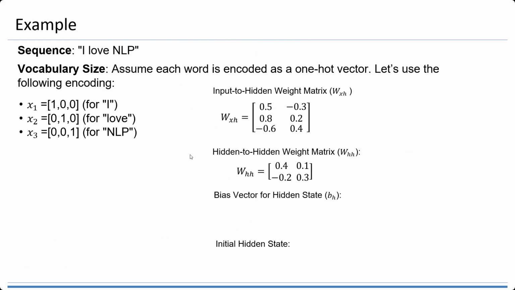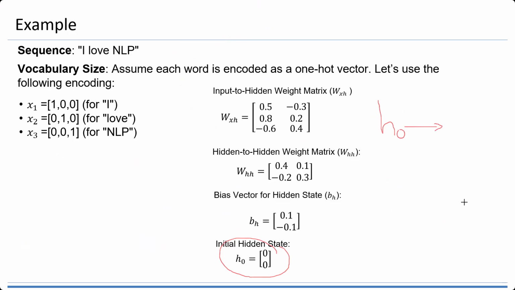And we need to have the hidden to hidden weight matrix, or sometimes we call this the initial H. And in the neural network, there will be bias. Okay, so let's assume the bias is 0.1 and minus 0.1. For the initial hidden state, let's make it 0 and 0. So the H0 starts with 0 and 0.